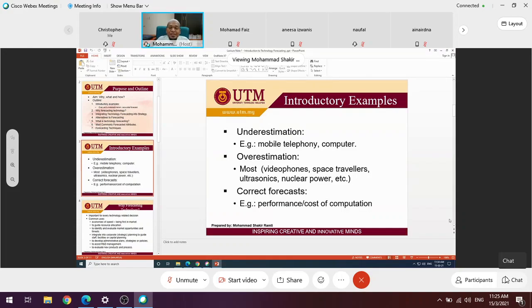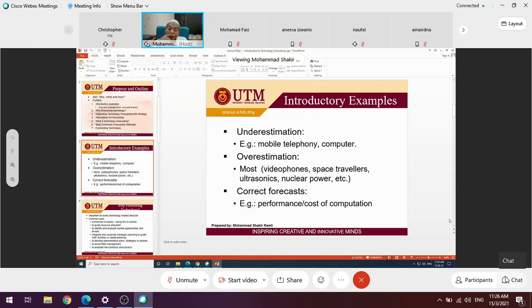To understand why forecasting technology is important, we can learn through some examples from history. The first is about underestimation. There are many examples of underestimation, especially in production. They estimate lower than what the market demands.